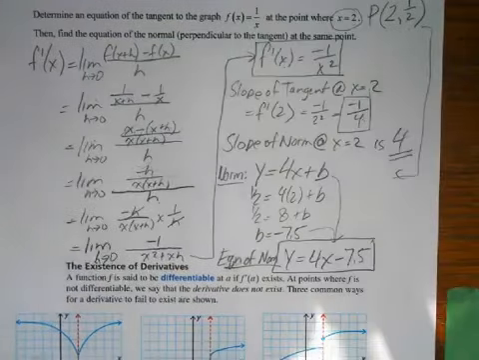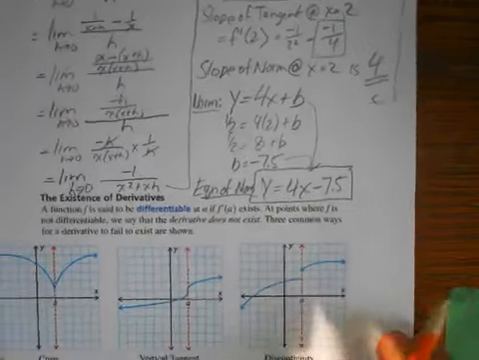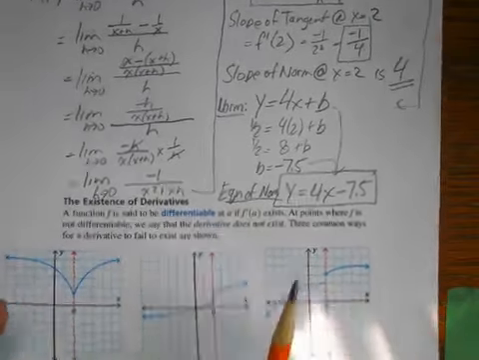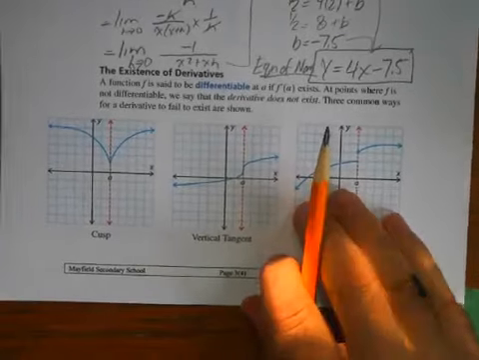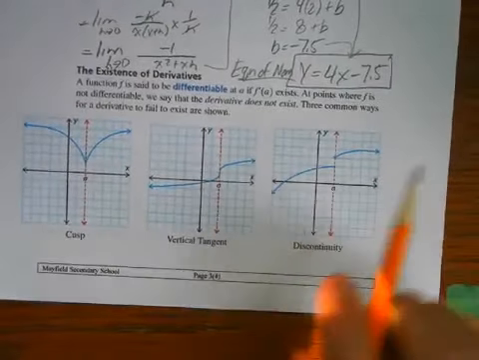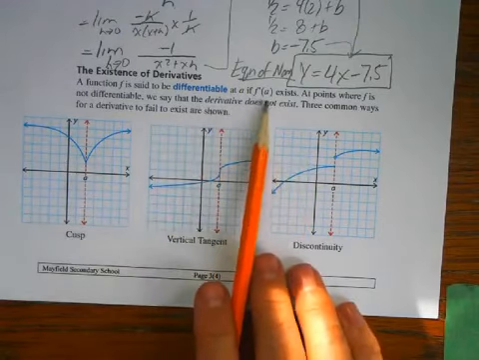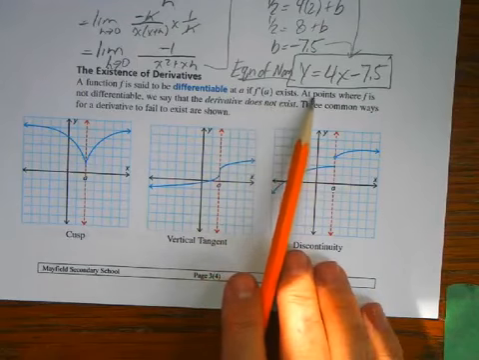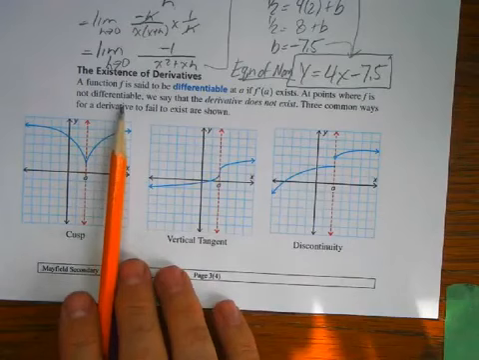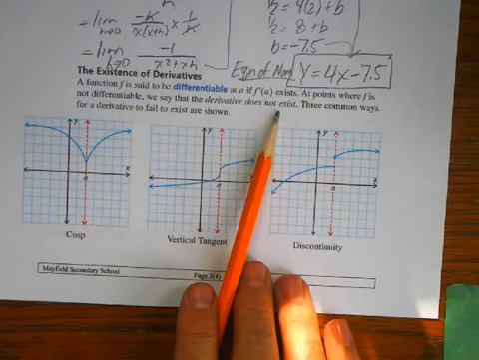Okay, so this last part here, we're going to be looking at existence of derivatives. I said we'd come back to this later, and we are now. A function f is said to be differentiable at a if f prime of a exists. So basically, if you can take the derivative. At points where f is not differentiable, meaning you can't find the derivative, we say that the derivative does not exist. And there are 3 common ways for a derivative to not exist.